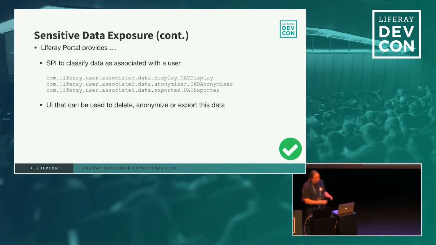And because we have a UI where the admin can delete or anonymize any data associated with users, if they choose to be forgotten from your system, these extension points will be used to then render assets from your project, or anonymize your project's assets, or export them.